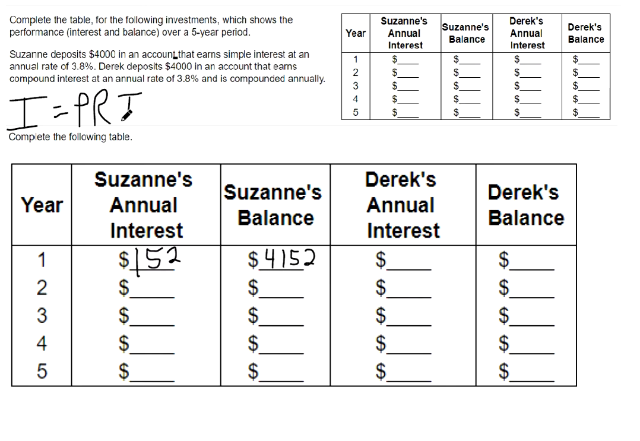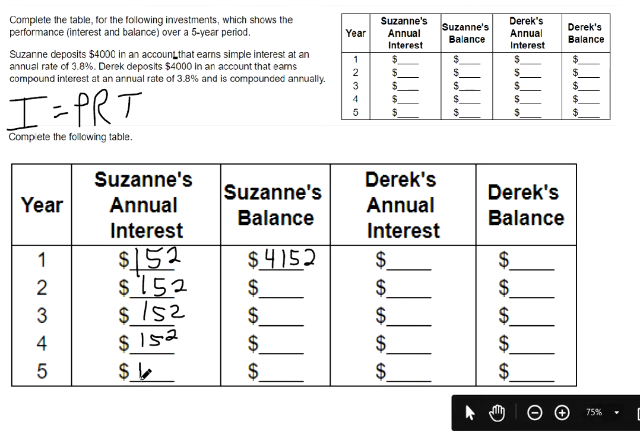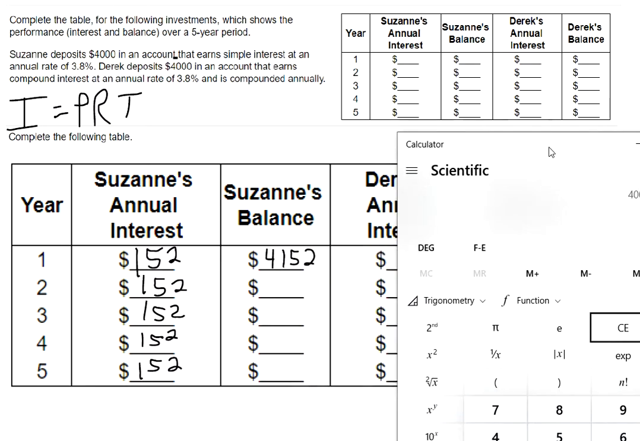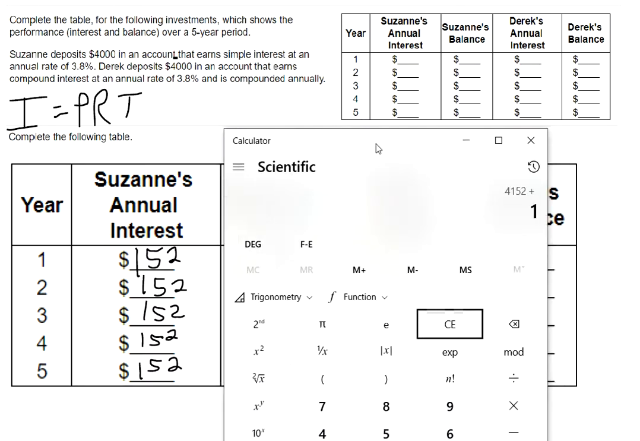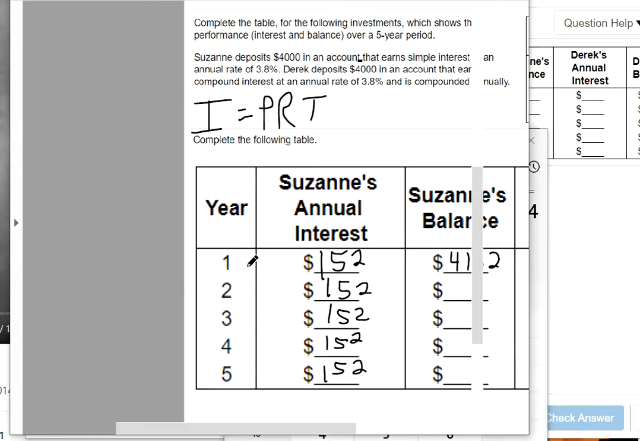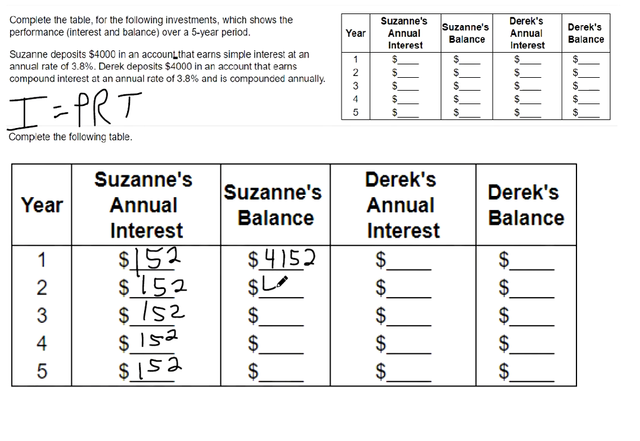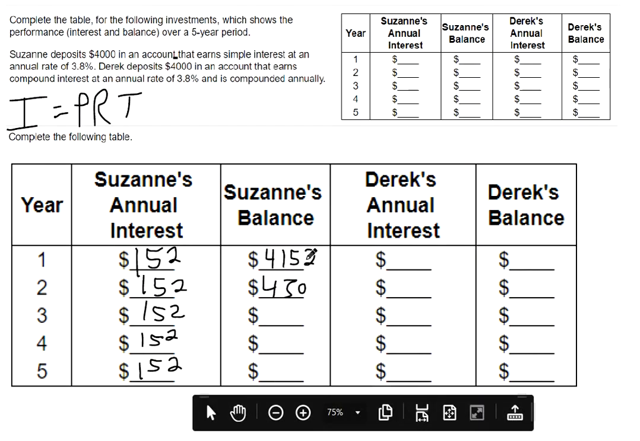the idea of compound interest is that you need to recalculate the interest every time period, so every year. Suzanne is going to stick with getting $152 every year. That doesn't change. Derek, it gets to change. It grows because it's compounding. We're calculating the interest of the interest, okay? So 4,152 plus 152. Suzanne's new balance for the next year is going to be 4,304, I think I saw.